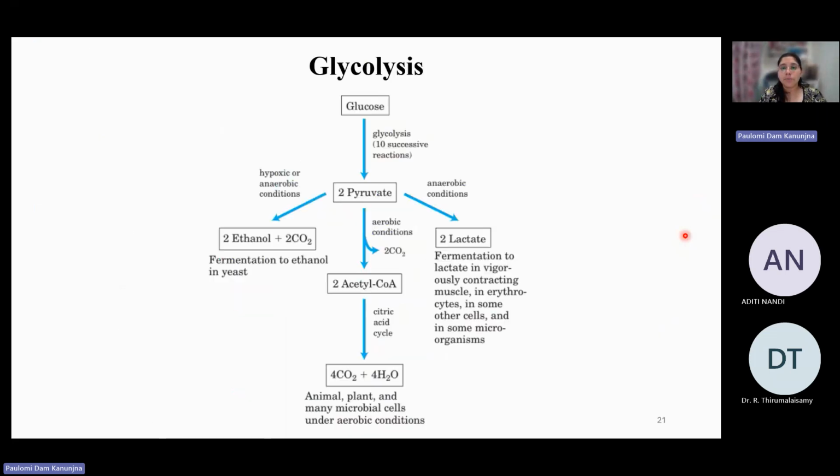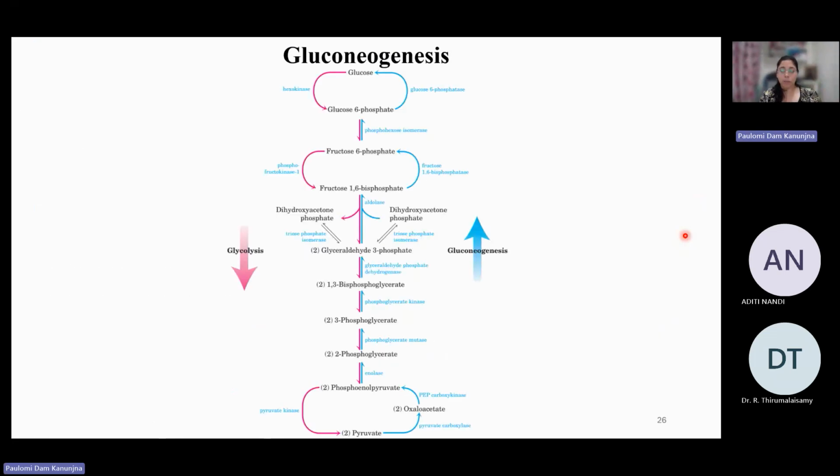Okay, now let's move to the next topic, which is gluconeogenesis, in very easy terms. If glycolysis is breakdown of glucose, gluconeogenesis means formation of new glucose. So neo means new, genesis means to create. So you're creating new glucose. So you're basically coming back from pyruvate to glucose, right?